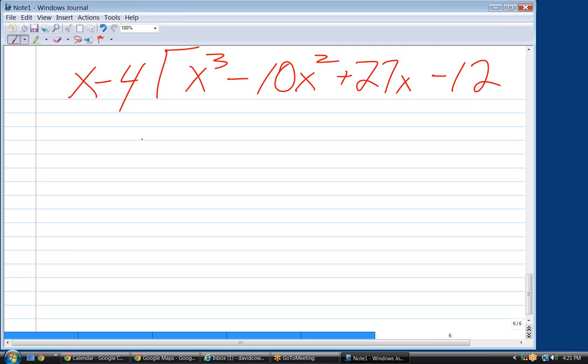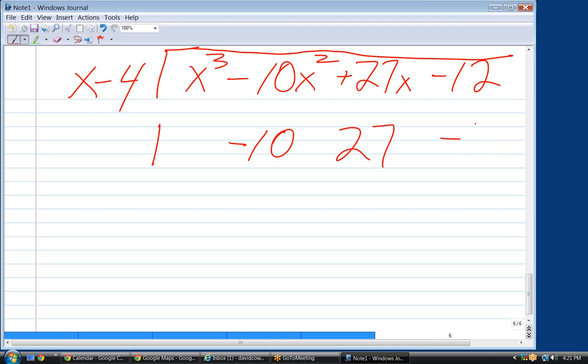It would be squared, but like, yeah, it's the coefficients of each variable. In other words, it's 1, minus 10, 27, and minus 12. Okay. If there was no x term, I would need to put a 0 in there. In other words, you have to account for every degree of x.